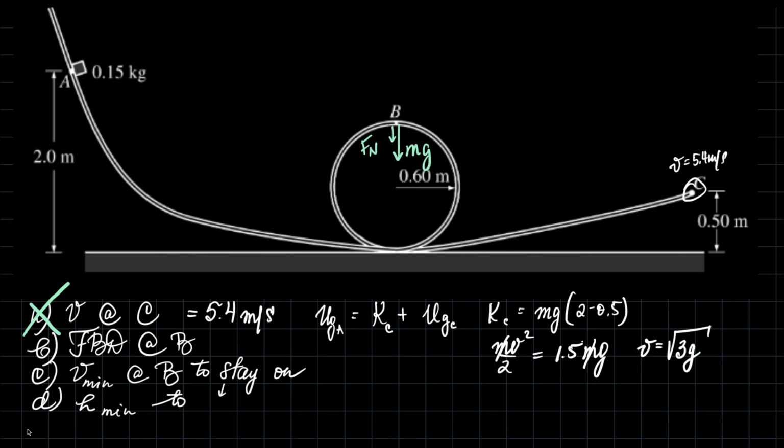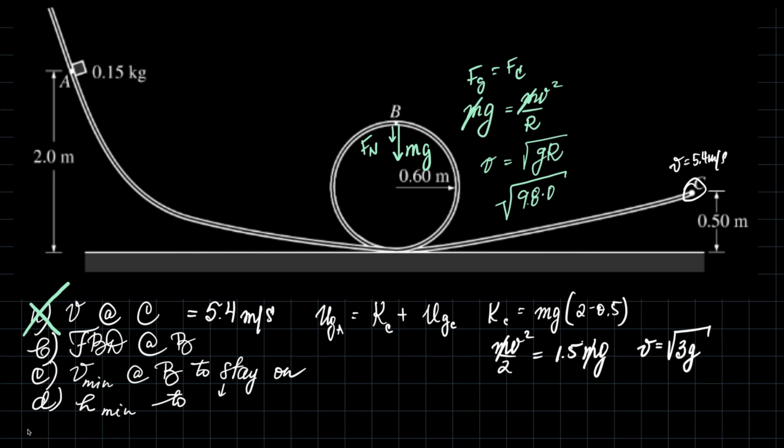In C, they're asking us what is the minimum velocity for this object to actually negotiate this circular motion. So in that case, we're going to say mg is mv squared over r. In other words, gravity equals centripetal force. Then mass cancels, and your v is going to be the root of gr. That is going to be 9.8 times 0.6. That's going to be 2.42.